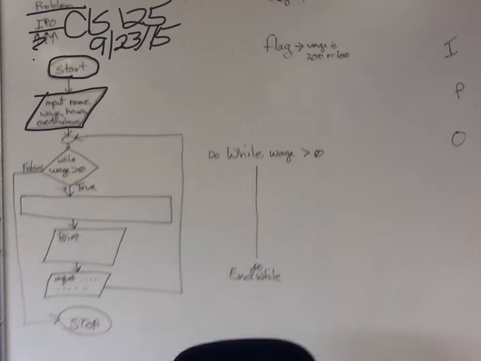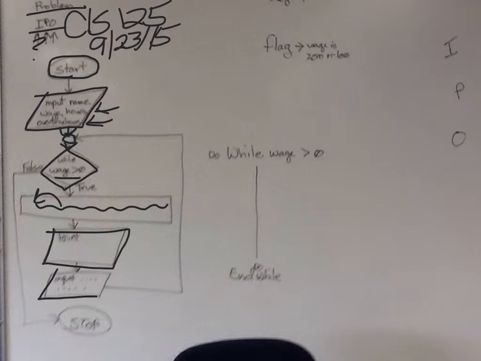Input name, wage, hours, and then overtime hours. Got a connector. Going to do a leading decision. The students did this one, actually coded this in class. So we made the decision. As long as the wage is greater than 0, that means we have a value. And then we calculate it, store it to the left, print out the results, and then we input another value, go up, and we loop.